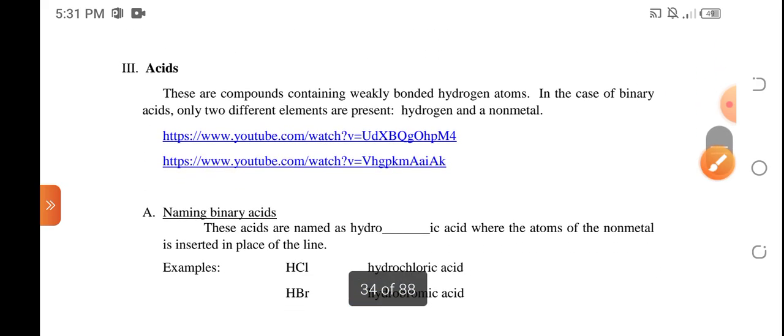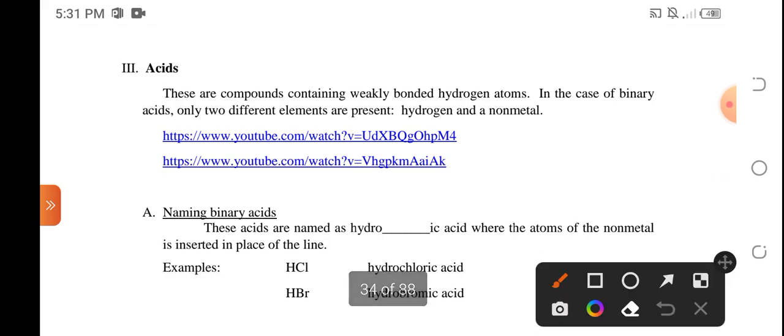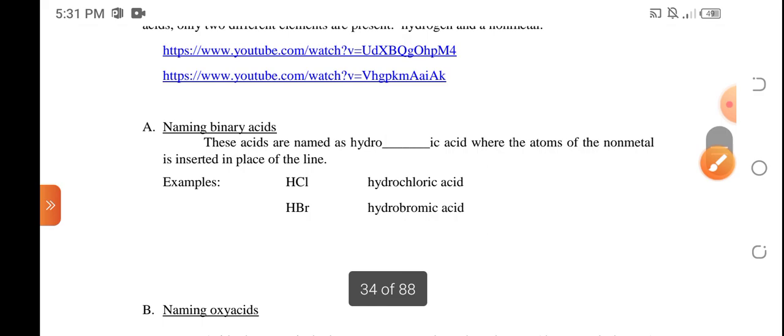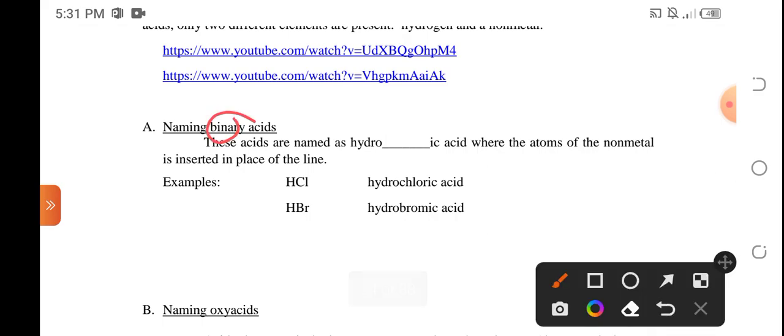Okay? Now, for the acids, para malaman natin na it is the formula of acid, palagi siyang may hydrogen sa umpisa. Tapos, nagpapalit lang dun sa nonmetal part. Okay? So, pag sinabing binary, dalawang element lang yan. So, hydrogen at iba pang nonmetal. Okay? So, the name would be, always it will start with hydro kapag binary acid. So, it will start with hydro.